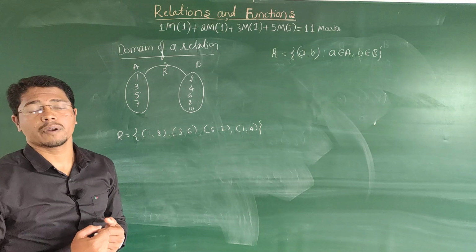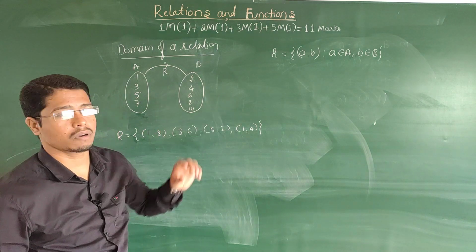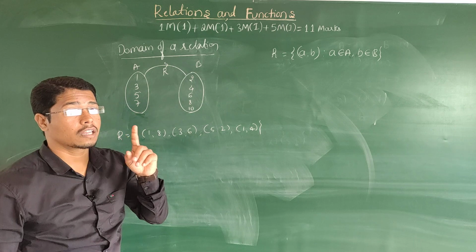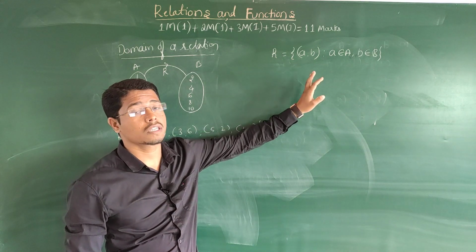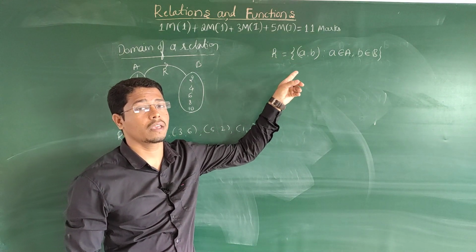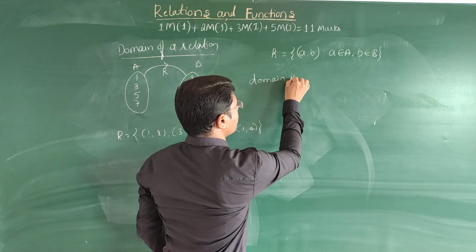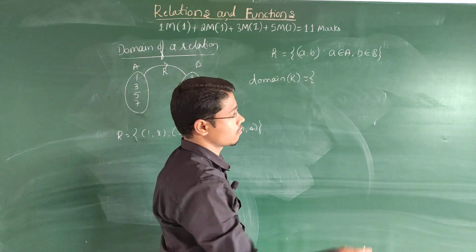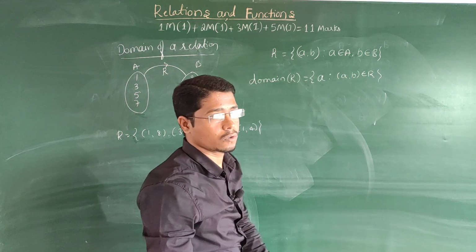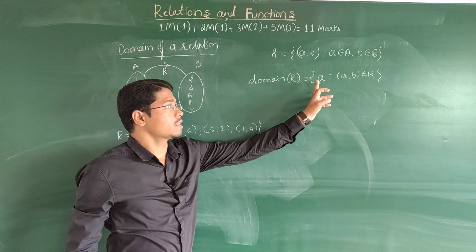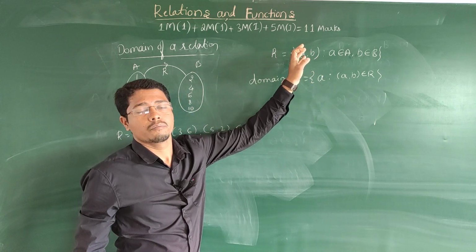So I am defining the domain of the relation. Domain is nothing but the set of all the first elements or components of the ordered pair (a, b) in the relation R. That is, domain of R is equal to a such that (a, b) belongs to R. So domain of R is the set of all the first elements of the ordered pairs belonging to the relation R.